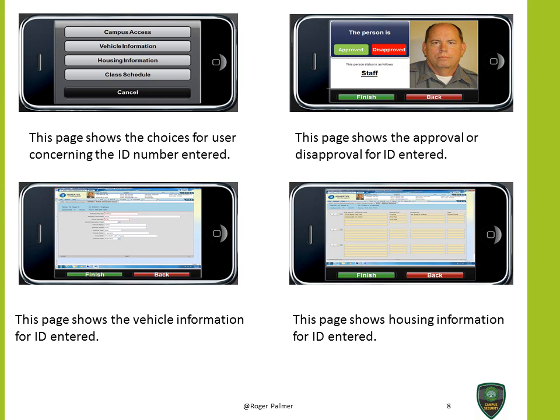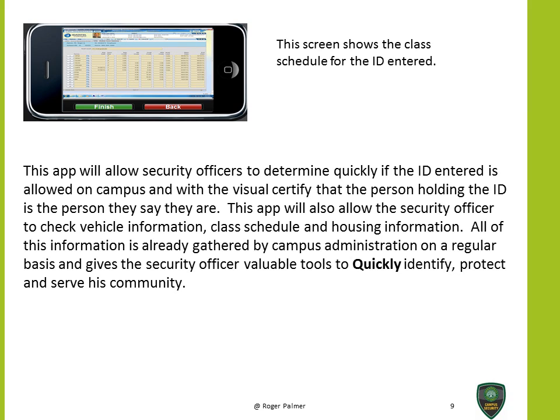The top left shows a choice for users concerning the ID that has been entered. The upper right shows a screen that would be received if you chose campus access, and either approved or disapproved would be highlighted to indicate whether the individual is allowed on campus or not. The lower left picture shows vehicle information for that ID entered, and the lower right shows housing information. This last picture shows the information retrieved if you ask for class schedule.